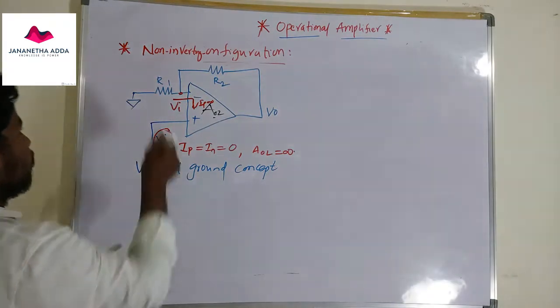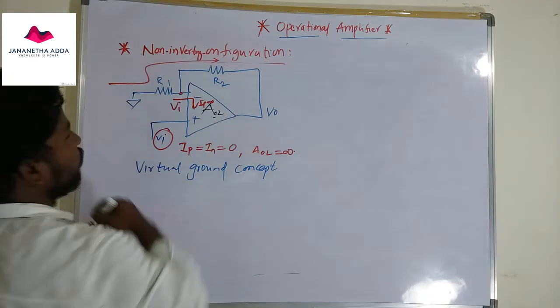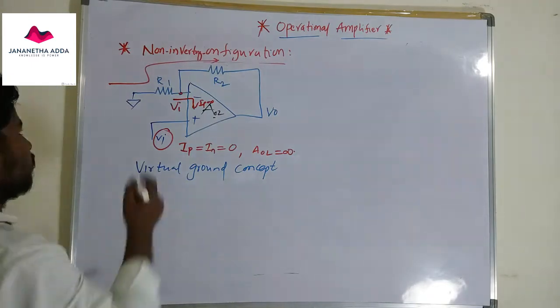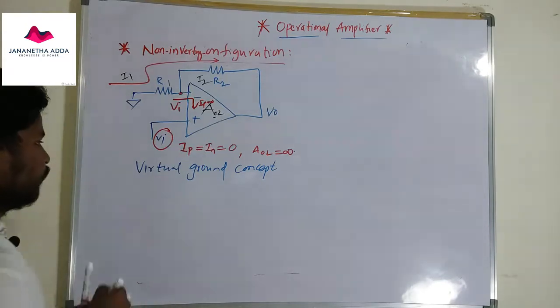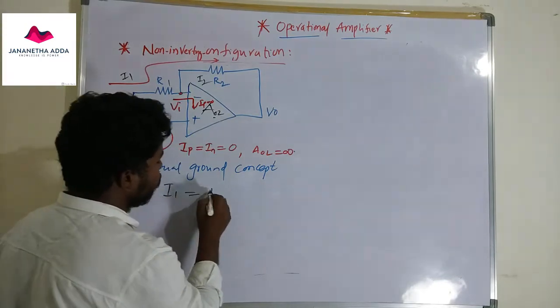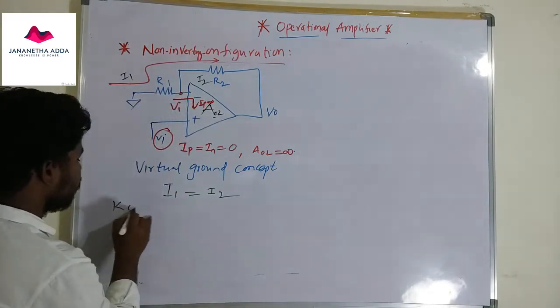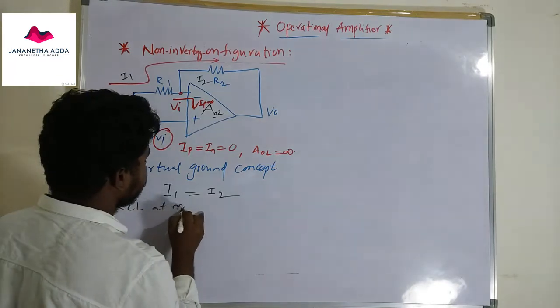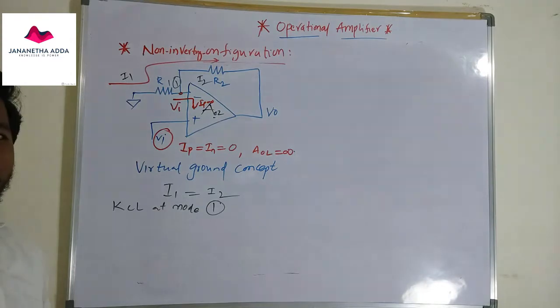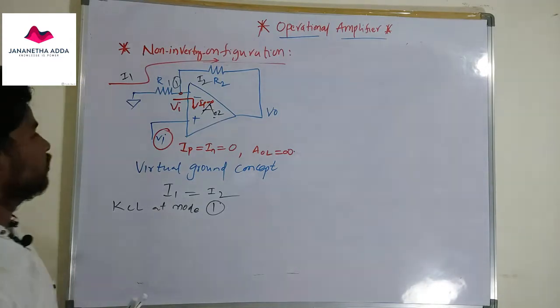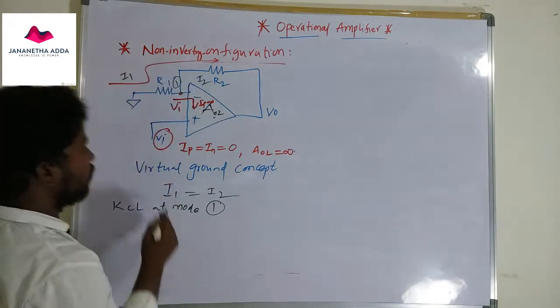The same current will be flowing through R1 and R2, because I am assuming that the current flowing here is I1 and the current flowing here is I2. We know that I1 is equal to I2. If I apply KCL at node 1, we can easily write the nodal equations.